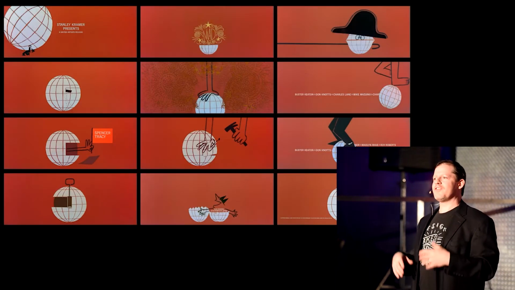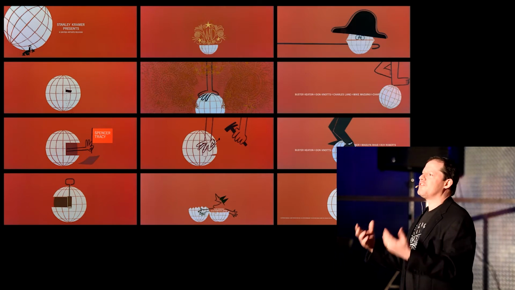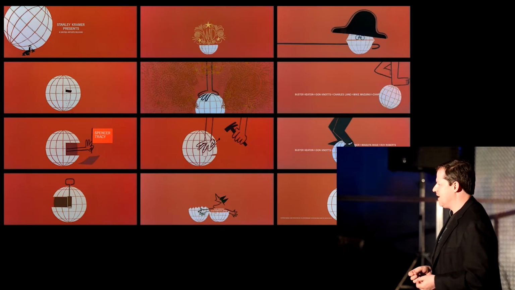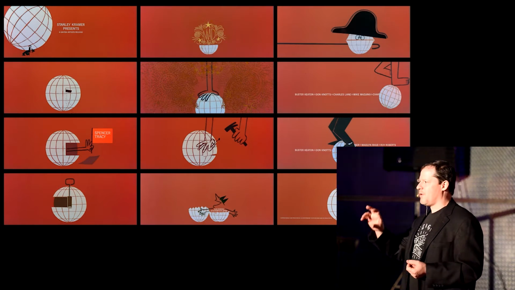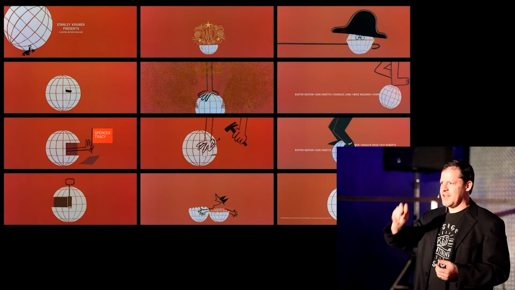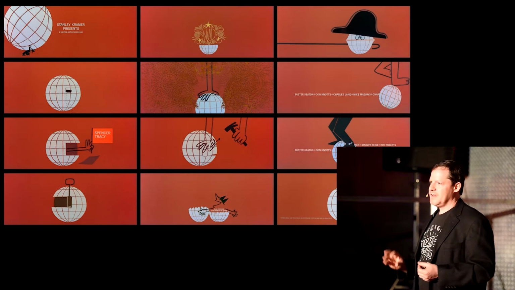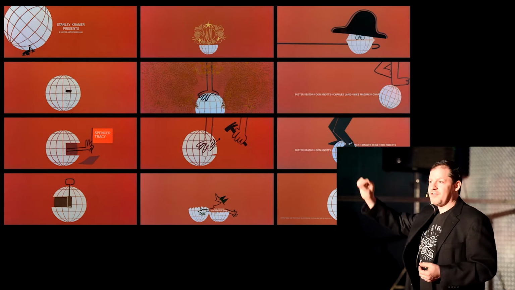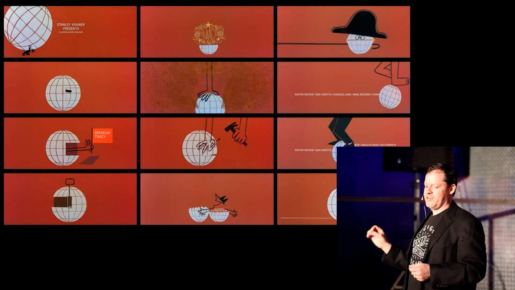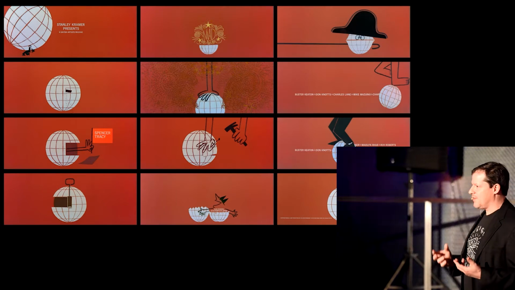So Saul Bass also understood the power of story in animation. In It's a Mad, Mad World, he uses a white globe to connect all the different parts of the animation. In fact, it's almost like we're following the bouncing ball throughout the entire animation. And this is a technique that is well known.